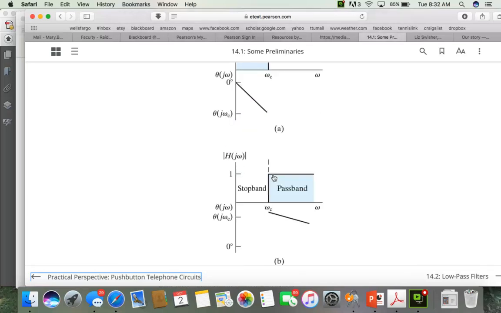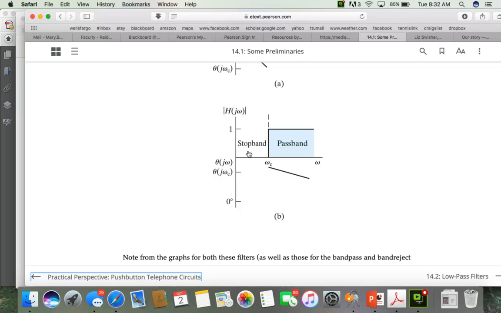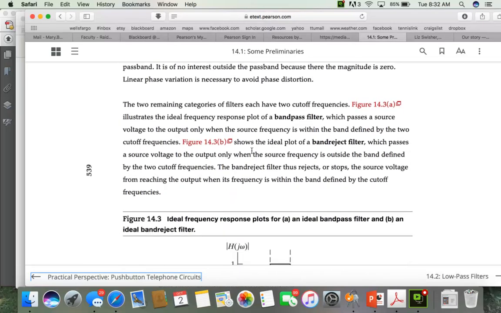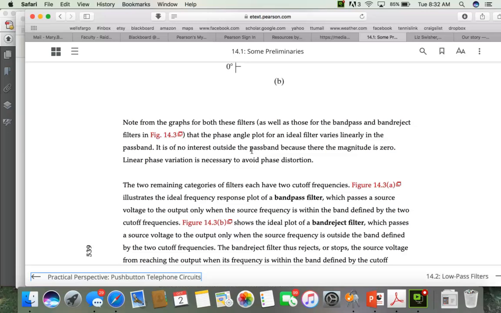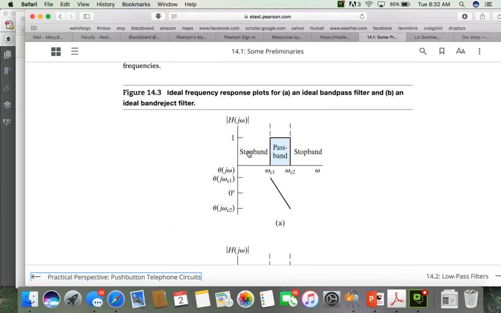And then in this case, we have what we refer to as a high pass filter because the pass band occurs in the higher frequency range and the stop band occurs in the lower frequency range. There are some additional kinds of filters that we'll get to later. One is referred to as the band pass. The band pass has its pass band located between two frequencies, ωC1 and ωC2.